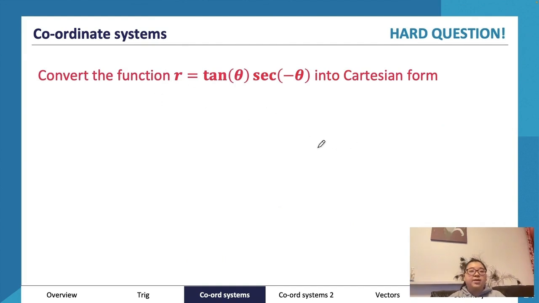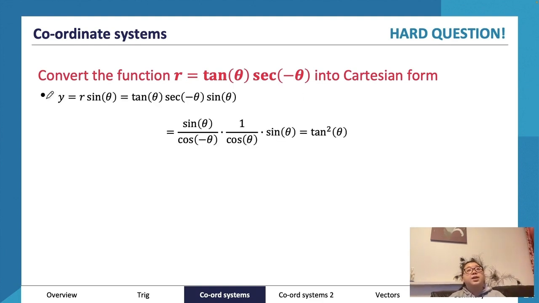So we can kind of think about this. They want us to convert the following function into a Cartesian form. So what we can do here is say that y equals r sine theta. So that's going to equal this tan theta sec theta times our sine theta, right? So what we do is we go our sine theta times our 1 over cos theta, because that is our sec, and then times our sine again.